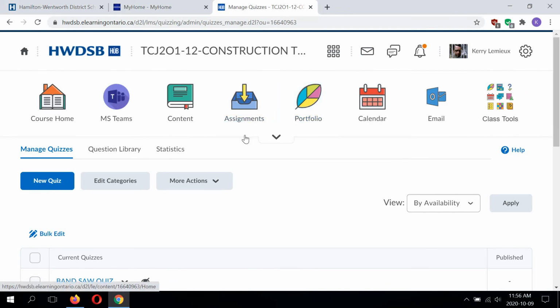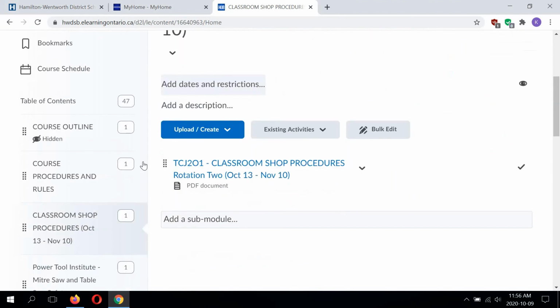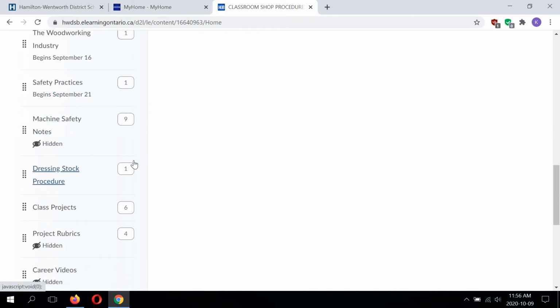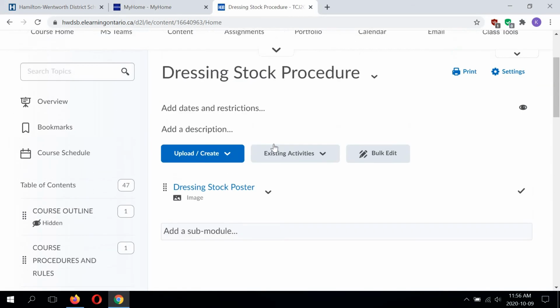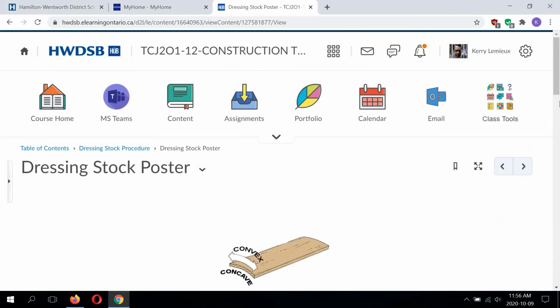Moving on. In content, as a part of our safety training, I've released this module as well. This is called Dressing Stock Procedure. And this is what we're going to be doing with our safety training.